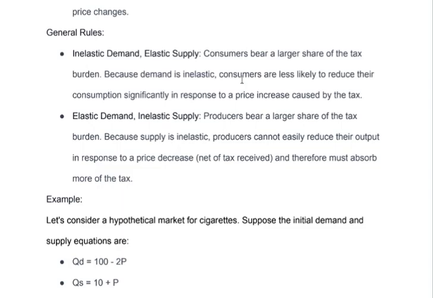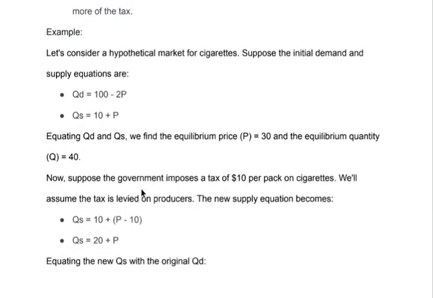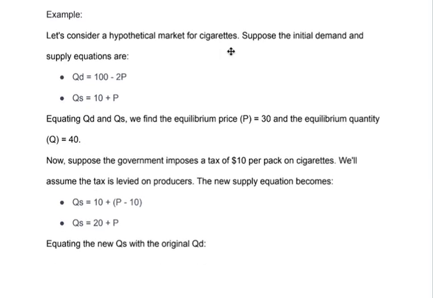Because demand is inelastic, consumers are less likely to reduce their consumption significantly in response to a price increase caused by the tax. Elastic demand, inelastic supply: producers bear a larger share of the tax burden. Because supply is inelastic, producers cannot easily reduce their output in response to a price decrease and therefore must absorb more of the tax. Example: let's consider a hypothetical market for cigarettes.